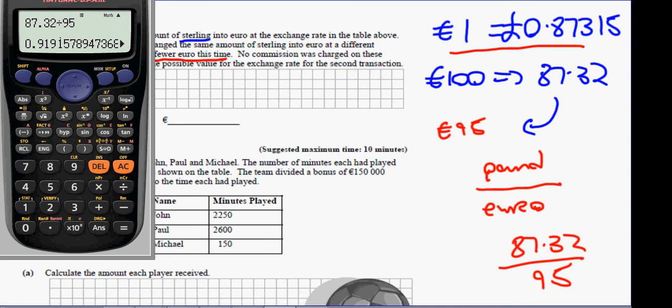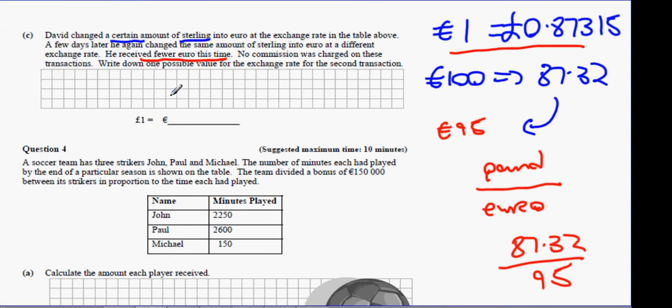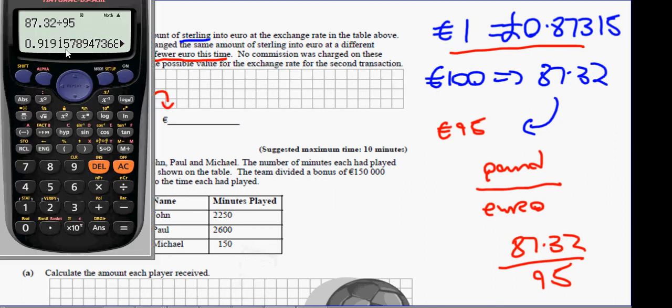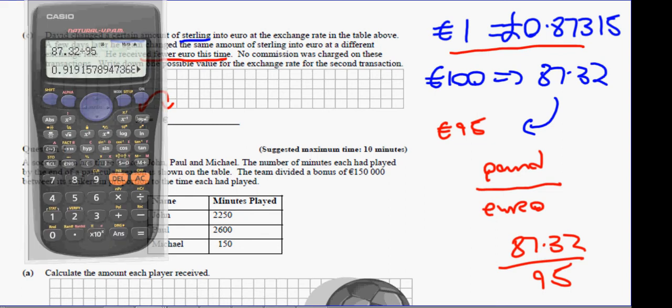So 0.92, let's call it 0.919. Oh, sorry guys, I made a mistake here. Do you want to know the mistake? It wants to know what is a pound in terms of euro. What I got was euro in terms of pound. How do I fix that?